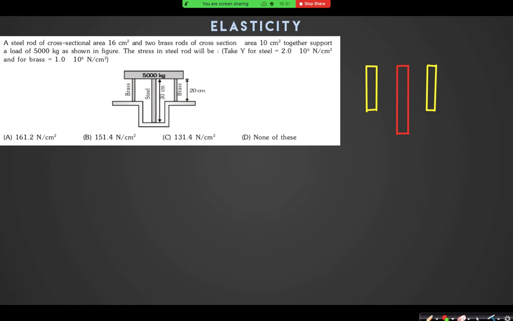Have you got the solution? Anyone got the answer?